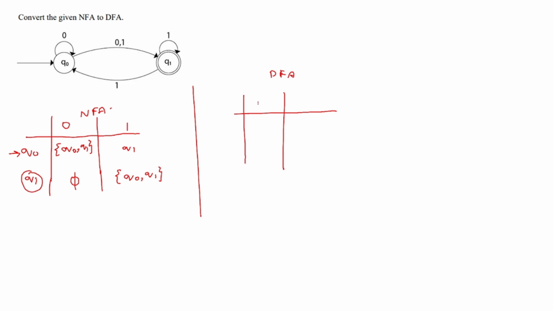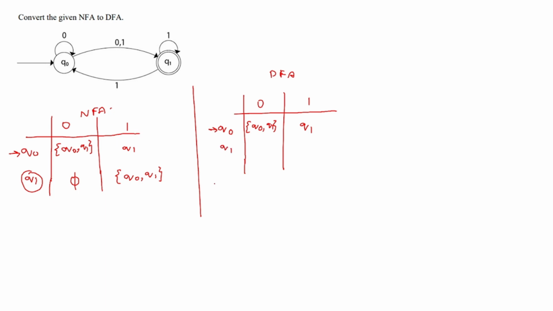So here also we have two alphabets, 0 and 1. But we'll only consider the first thing we have, that is the initial state. For the initial state Q0, when applied with 0 it goes to Q0, Q1. When applied with 1 it goes to Q1. We wrote the same initial state row that we got here. Now we got two new states, and those are Q0, Q1 and Q1.